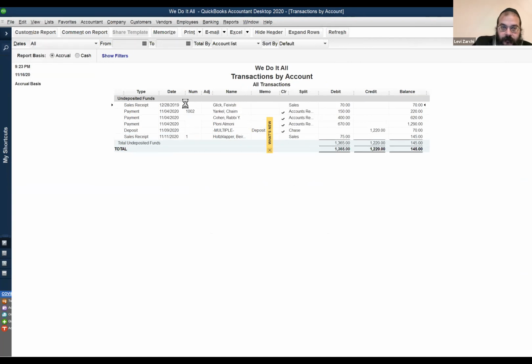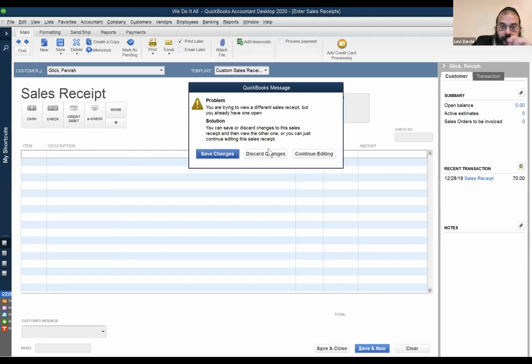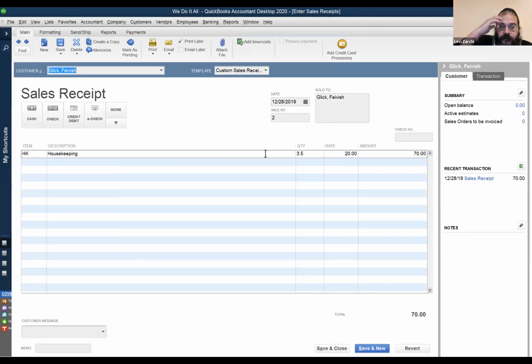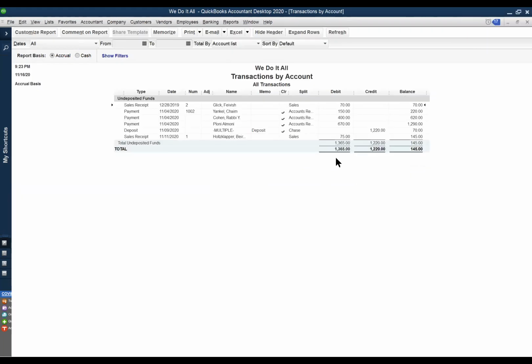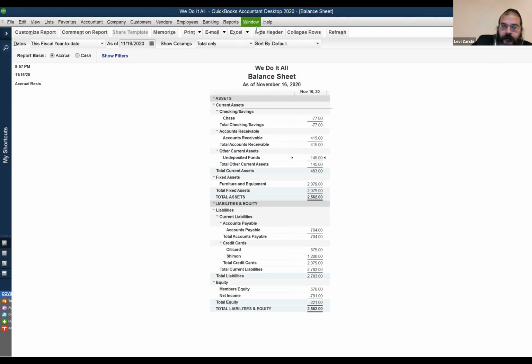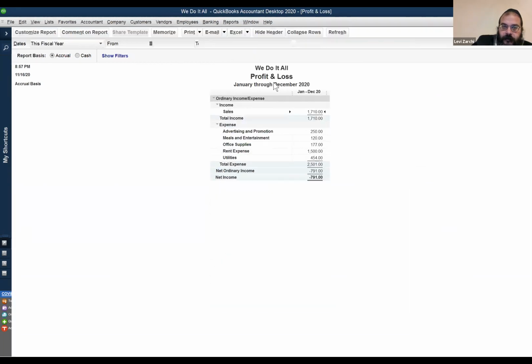Sales receipts. It's for HK. They put in the item HK and $70. Like this, you could track that it's housekeeping income. So if you go to P&L, what does the P&L say?